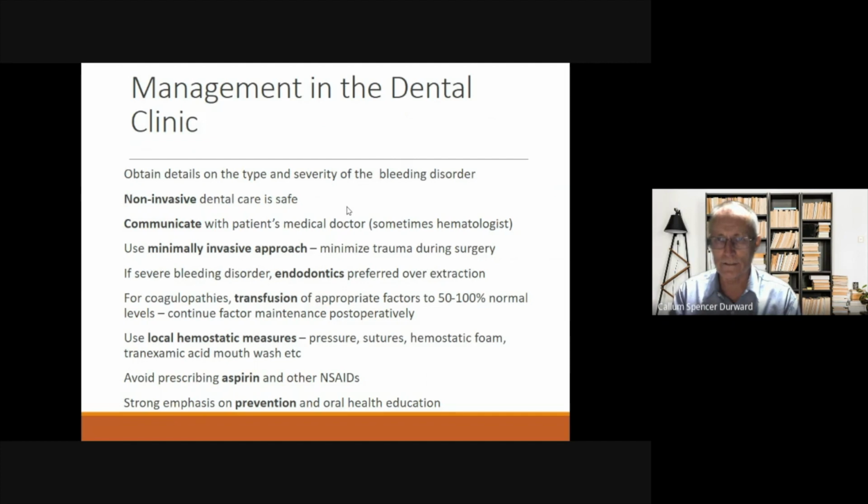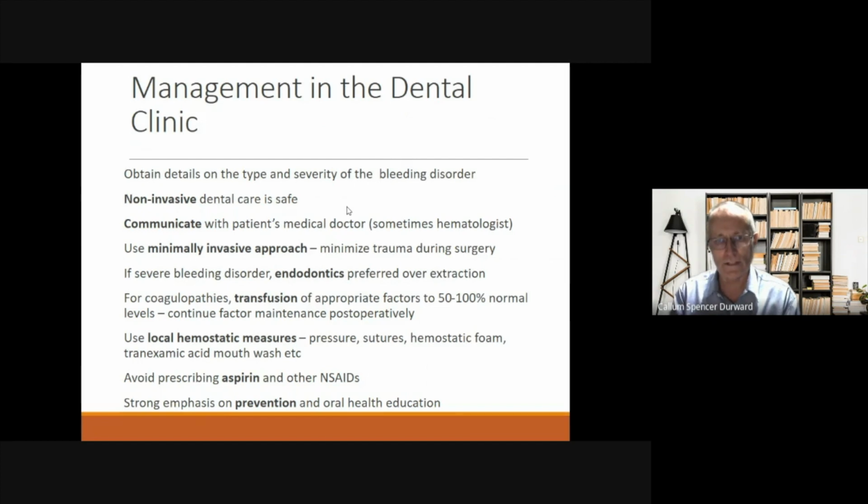Management of bleeding disorders in the dental clinic will depend on the type and the severity of the bleeding disorder. For non-invasive dental care, this is normally safe. We often need to communicate with the patient's medical doctor and sometimes the hematologist. Use a minimally invasive approach to minimize trauma during surgery. If there's a severe bleeding disorder, endodontics is preferred over extraction.